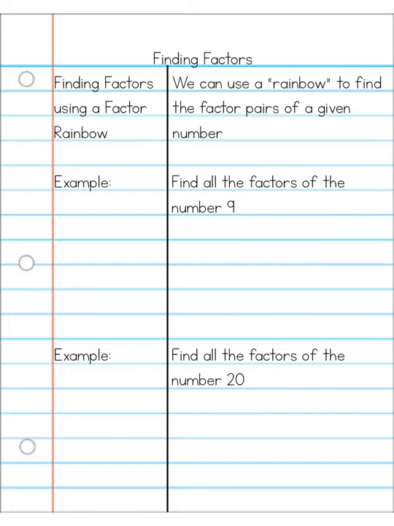The next method we're going to talk about is called a factor rainbow. And this is very similar to our T-chart, only it's a different shape. So when we find the factors of the number 9, we're still going to start with 1 and the number. And we're going to connect those in a rainbow. And I know that all the other factors are going to have to be between 1 and 9. 9 is an odd number, so I know it can't be divided by 2, but it can be divided by 3.